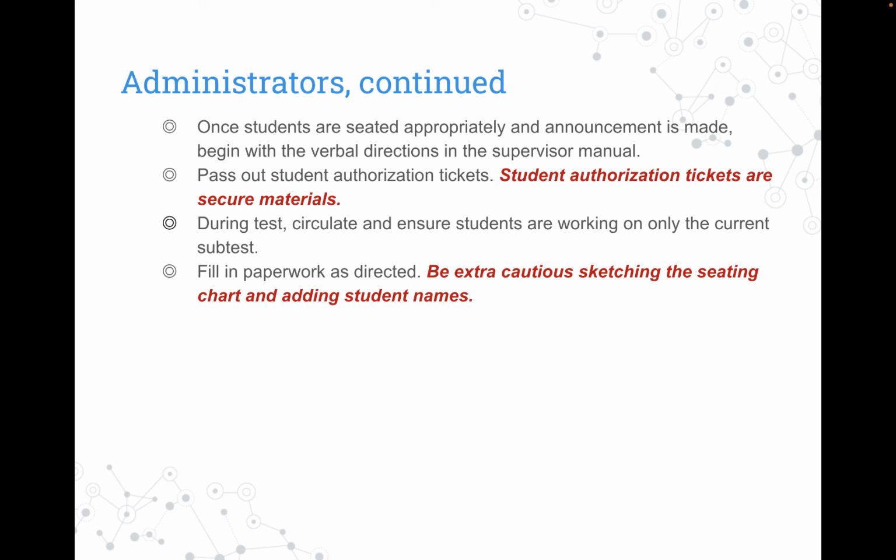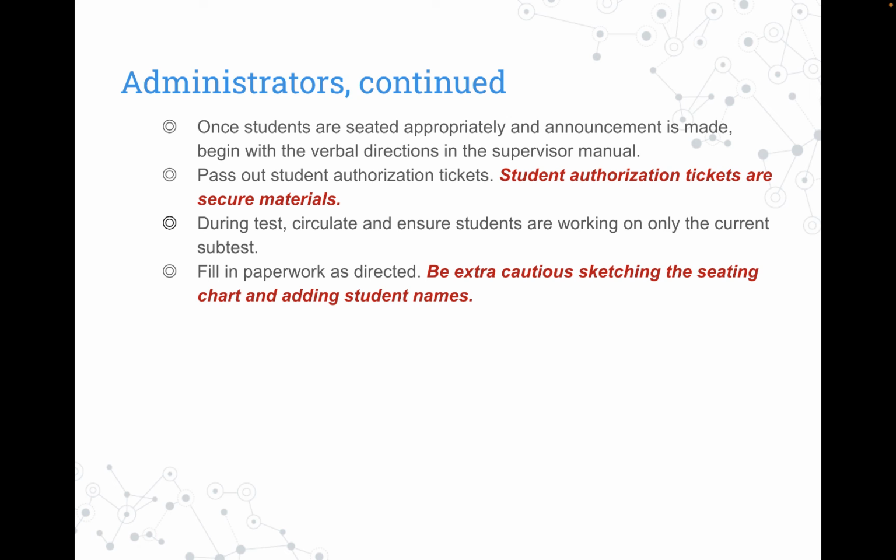Also filling in the paperwork. Here is another difference between paper administration and the digital administration. The test form does not have pre-printed seating charts on it. You will get to sketch out the arrangement of the room, but you will add student names and not serial numbers to this. So you may want to do names on Post-it notes.